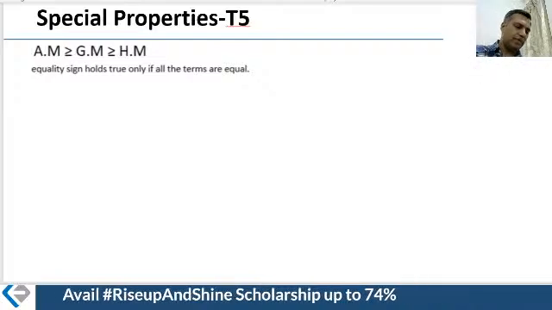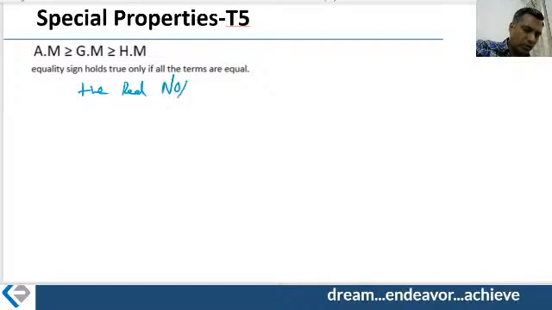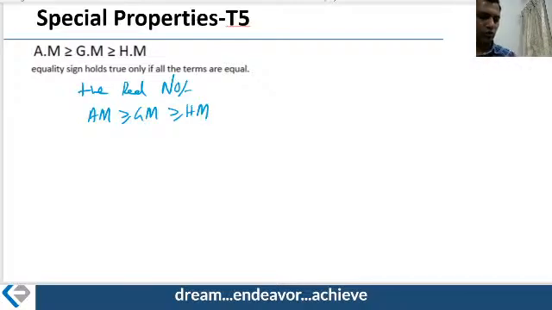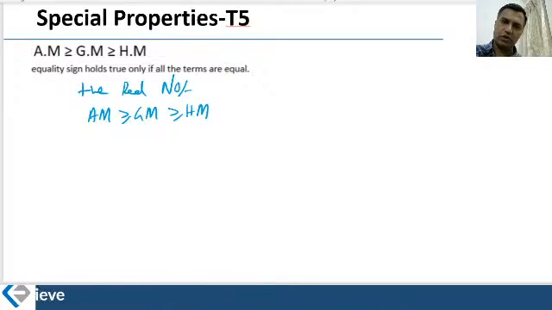Fifth one, AM is greater than, again, for all positive real numbers, AM is definitely greater than or equal to GM, which in turn is greater than or equal to HM, right? AM greater than or equal to GM, which is also greater than or equal to HM. That is well known to us.